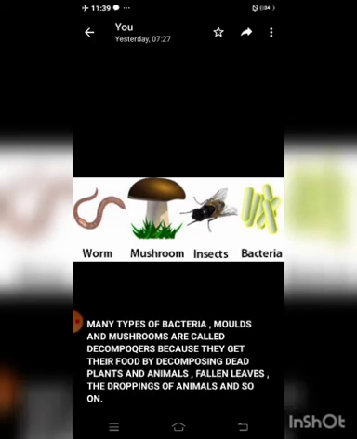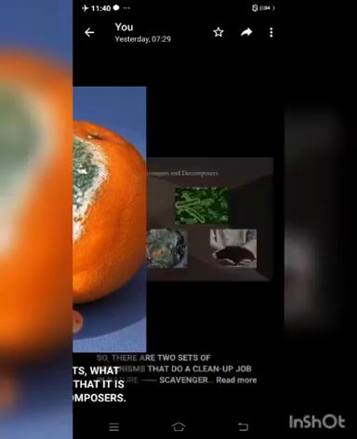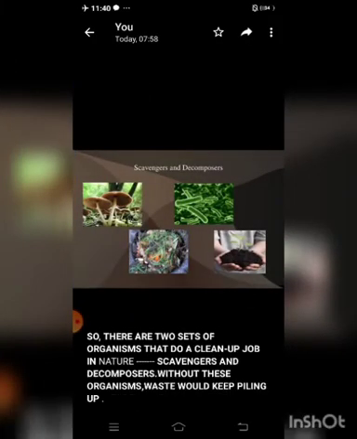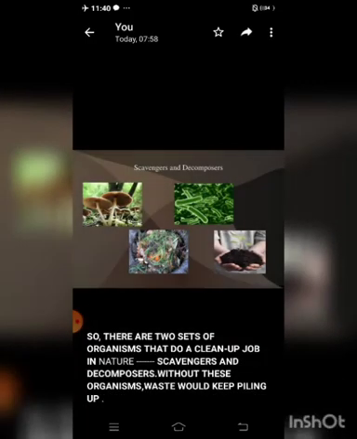Many types of bacteria, molds, and mushrooms are called decomposers because they get their food by decomposing dead plants and animals, fallen leaves, the droppings of animals, and so on. When something rots, what actually happens is that it is broken down by decomposers. So, there are two sets of organisms that do a clean up job in nature: scavengers and decomposers. Without this, organisms' waste would keep piling up.